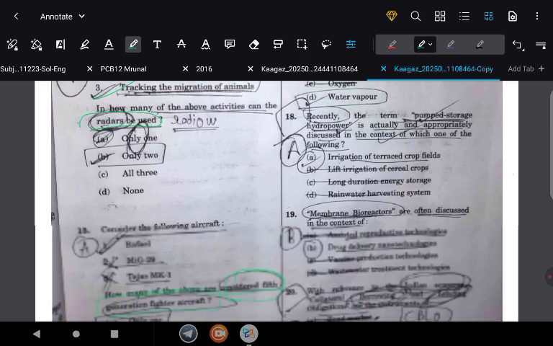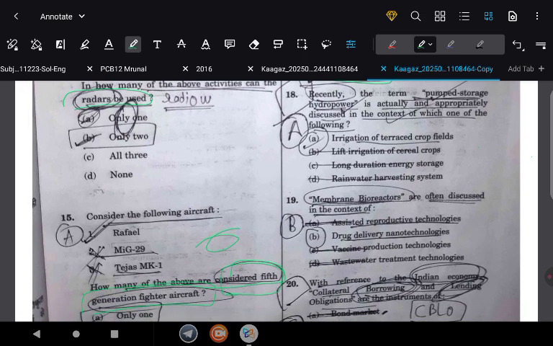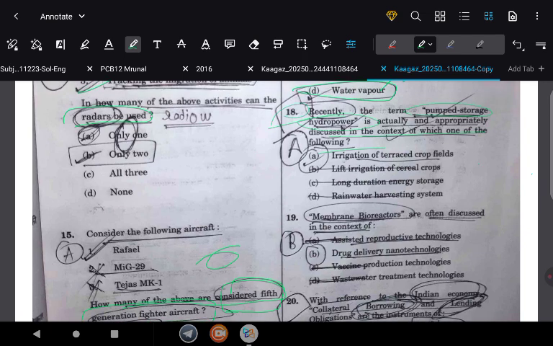Recently, the term pumped storage hydropower is actually and appropriately discussed in the context of the following. I got this question wrong, and these 18th and 19th questions I had left for the last 5 to 10 minutes, and apparently got both of them wrong. So let us see what I got wrong and what could have been done.